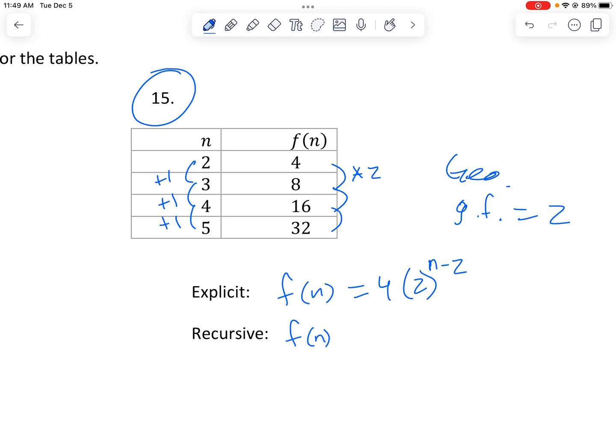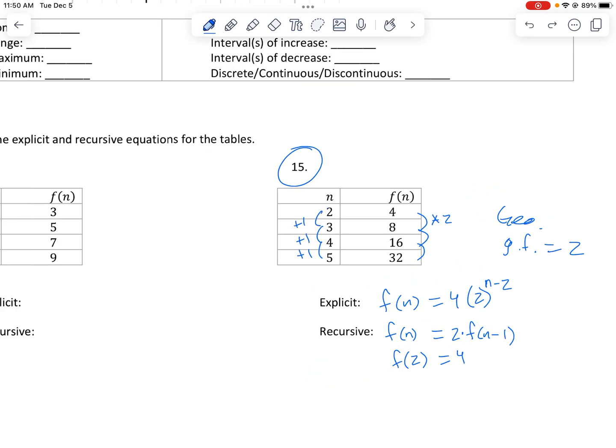Anyway, time for the recursive part. For a recursive function, this is where you say where the pattern is. Every number is the previous one. And what do you do with the previous one? We talked about that already. It's times by 2, so I'm going to put times 2. Often if it's multiplying, we'll put the number in front. And when you write a recursive function, you do have to say where it starts. Our first term, or rather the f of 2, is 4. Once again, if this was 7 or something like that, you'd put 7 here. Just whatever number n starts at is what you're going to put there.